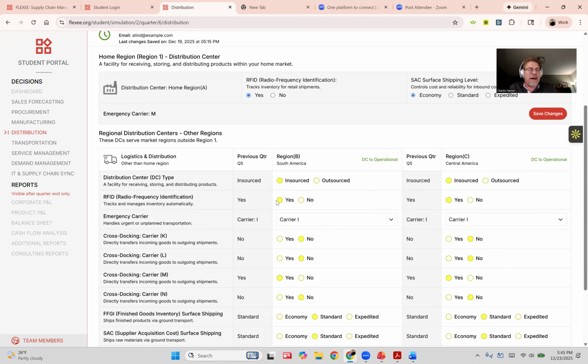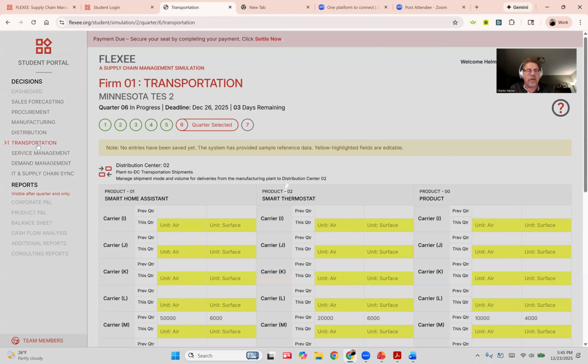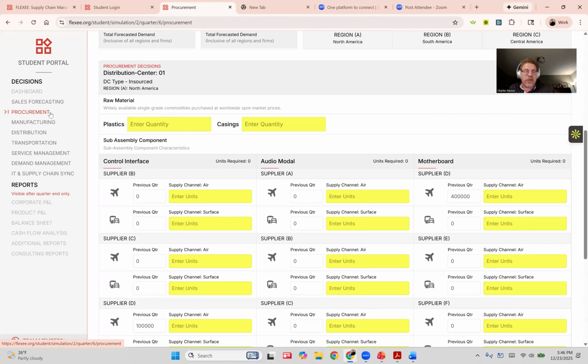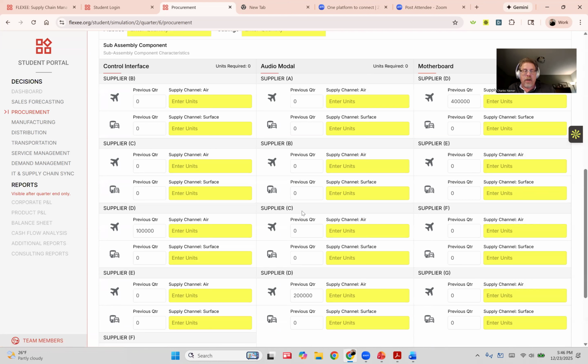Okay. If I have distribution set up, then I'm also going to be making decisions on the outbound side. How am I going to ship to customers? Again, I'm going to make decisions on not only previous quarter and this quarter, but whether I'm going to use air or surface in my transportation out to the customers. And I use the manual to get the costs and the on-times and the plus and minuses. And again, if I go back to procurement for a sec while I'm here, I will make decisions on which carriers as well. And again, you'll notice here, air or surface.